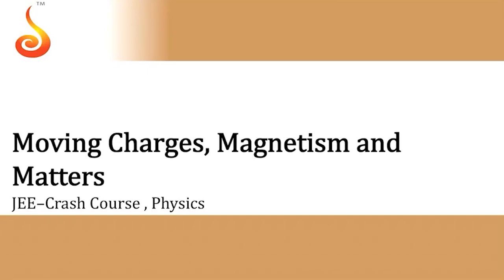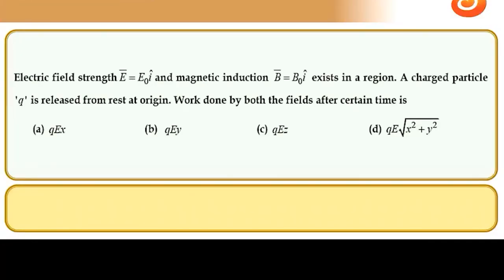We are discussing numerical problems based on moving charges, magnetism and matter. Example 1. Electric field strength is E naught i and the magnetic field is B naught i and they exist in a region. A charged particle Q is released from rest at origin. The work done by both the fields after certain time is.